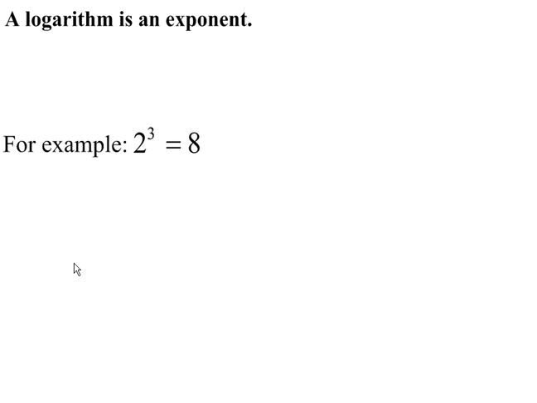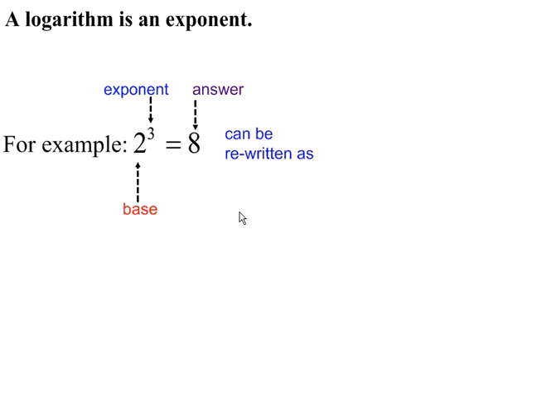We have 2 to the third equals 8. 2 to the third equals 8 is an exponential equation that's made up of a base, an exponent, and an answer. And this can be rewritten as a logarithm. Now, I'm going to show you how it could be written first, and then I'll break it down.